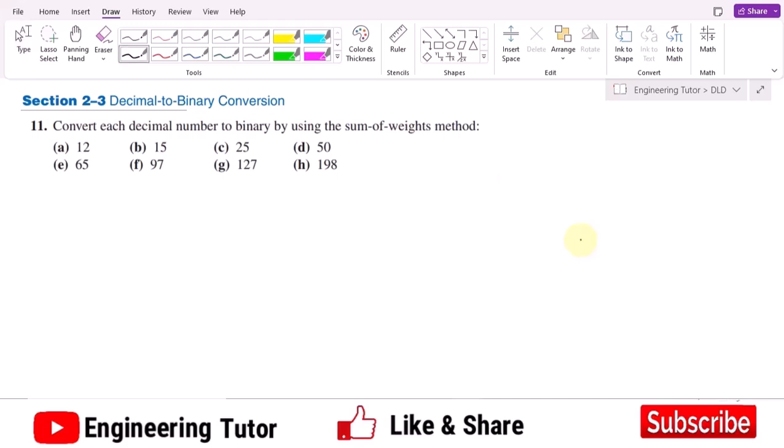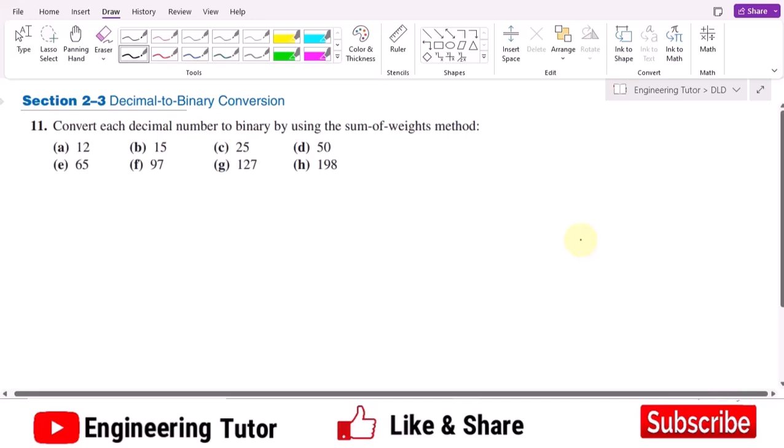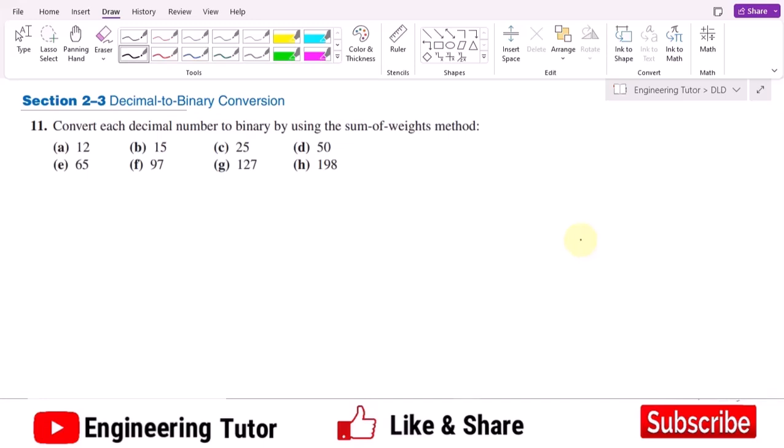Welcome back, guys. So today we are going to discuss the decimal to binary conversion, and in this regard we are going to solve question number 11 of section 2.3, in which we have to convert each decimal number mentioned here to binary by using the sum of weight method. Okay, so what is basically the sum of weight method?